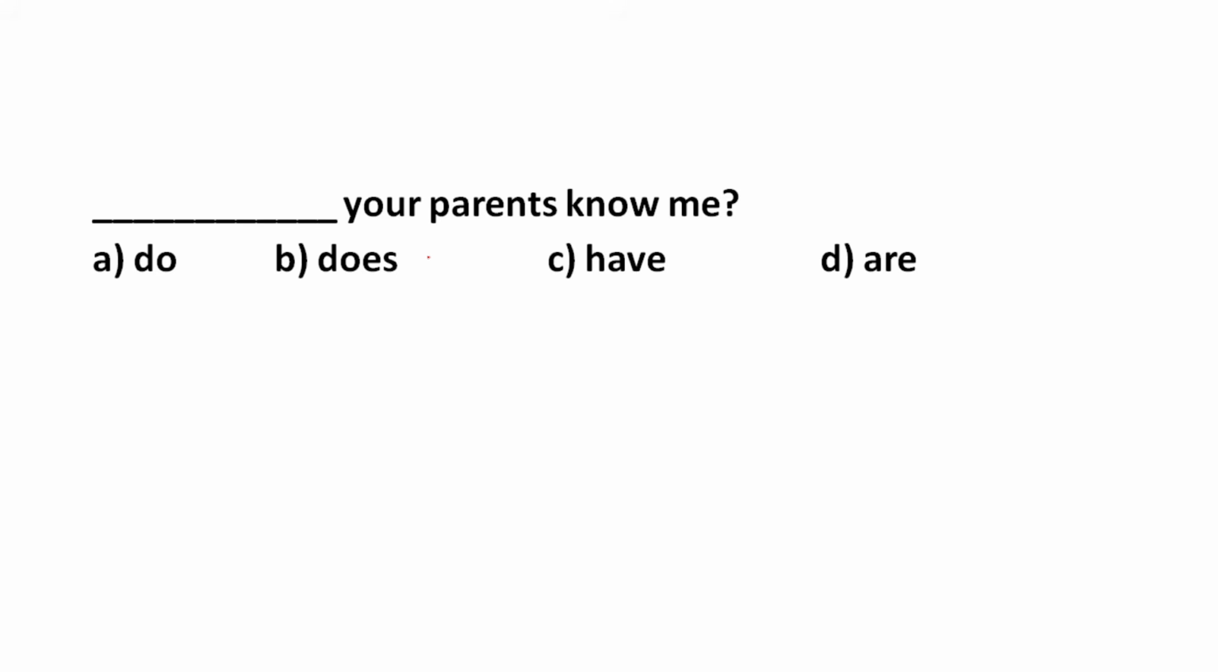Dash your parents know me. See the question? Questions like this, don't be judgmental, don't make mistakes. You're fundamentally talking about parents. Now parents means what? They. Now can I say does they? No. Can I say do they? Yes. Can I say have they? Yes. Can I say are they? Yes. So now there is better chance for first, third and fourth options.